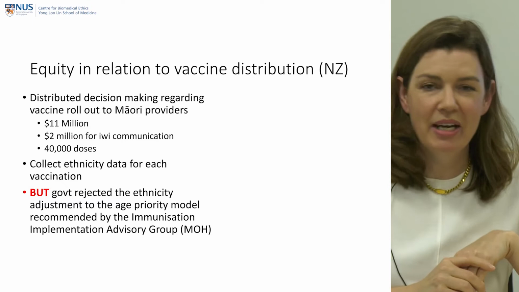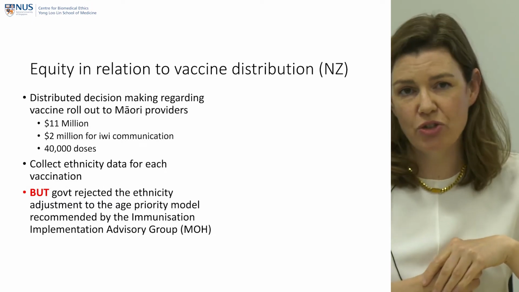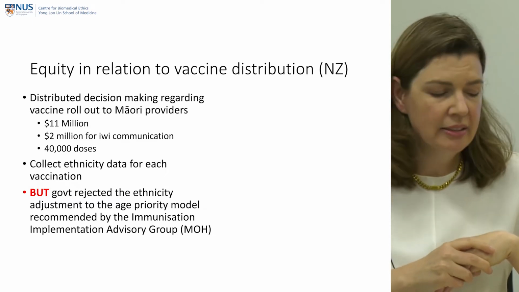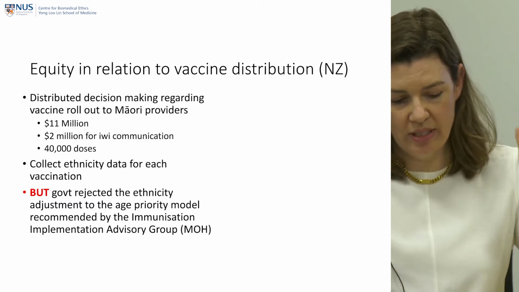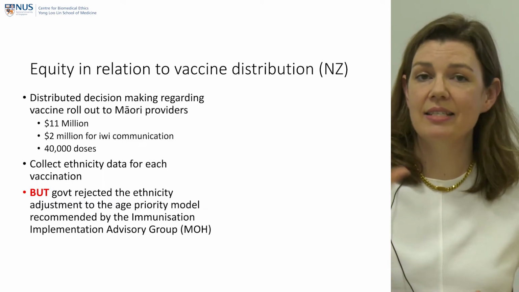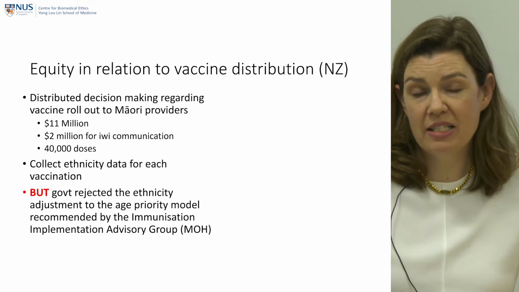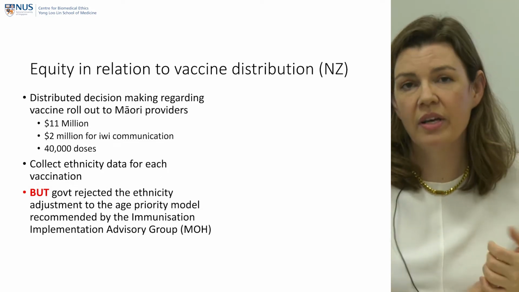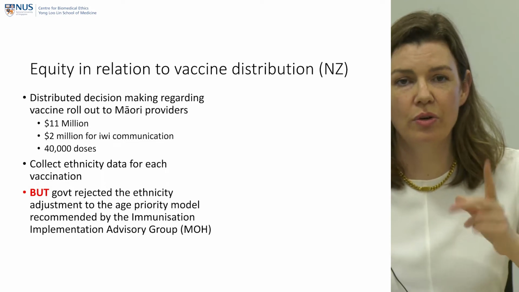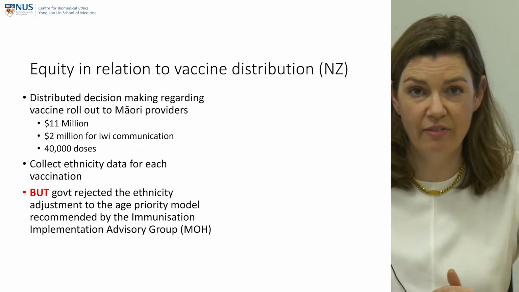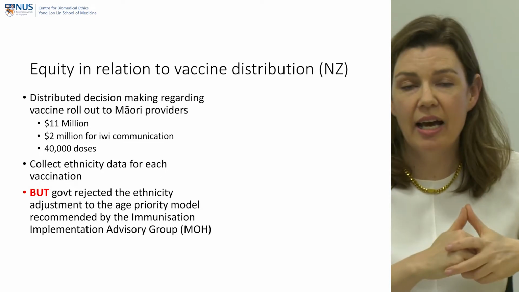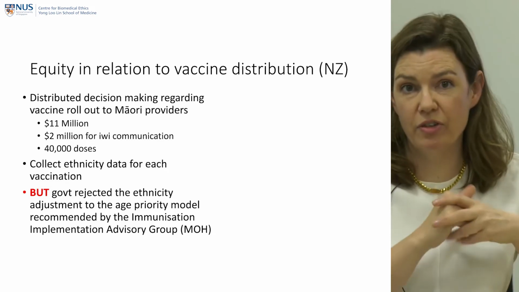I was on the Immunisation Implementation Advisory Group, a group at the Ministry of Health which advised the government directly on how to roll out the vaccine plan. We had suggested and endorsed this age bracket rollout, but our advice was that we should actually have an ethnicity adjustment to that. Based on the data, we knew that Māori aged 44 and people of Pacific ethnicity aged 40 had a similar risk factor to European or white people aged 65. So we said we should have a dual rollout: when 65-year-old white people were getting vaccinated, Pacific and Māori people who were 45 should be vaccinated.